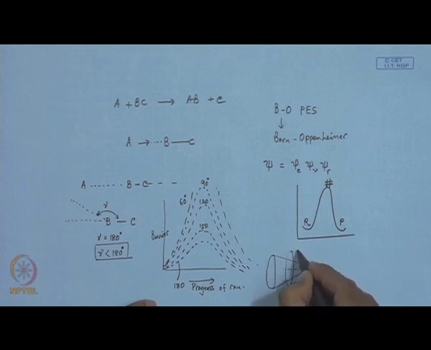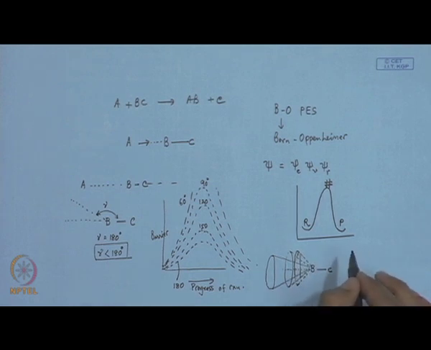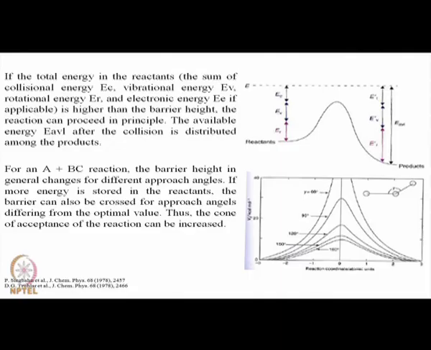In this way, this is another cone of acceptance. The cone of acceptance is more. So thus the cone of acceptance of the reaction can be increased, and if the energy stored in the reactants is more, then the barrier can also be crossed for approach angles differing from the optimal value. Okay, so the optimal value is 180 degrees, so that can be overcome.